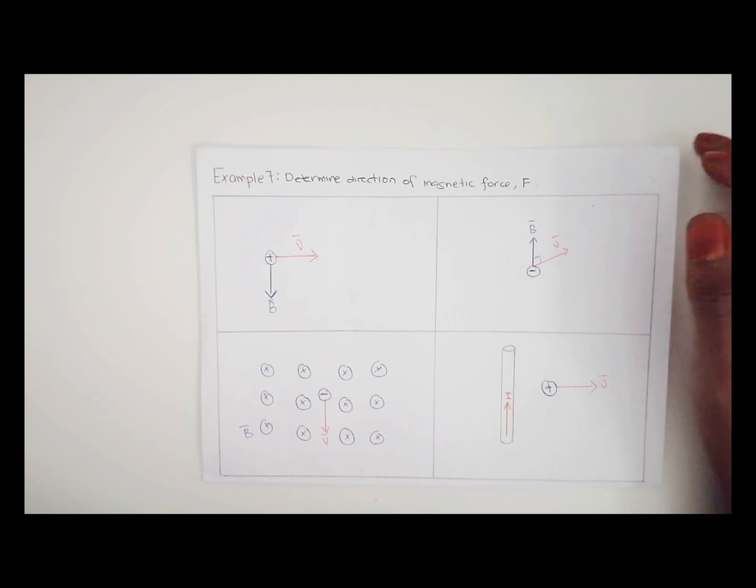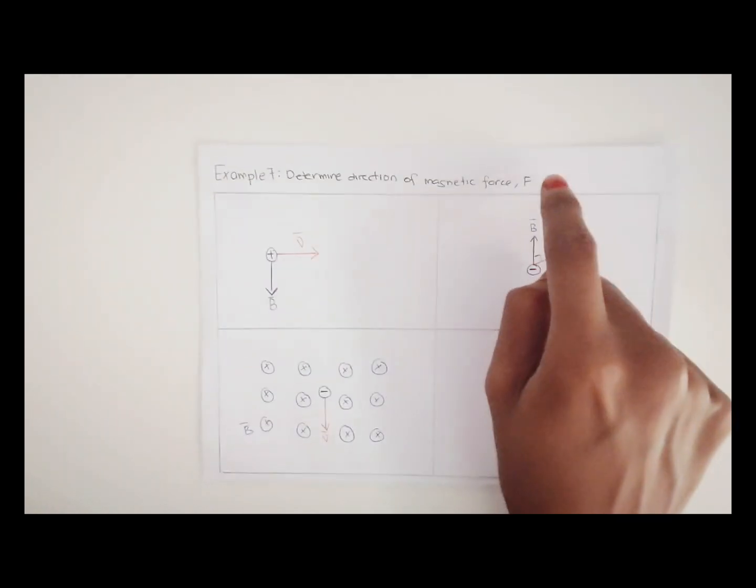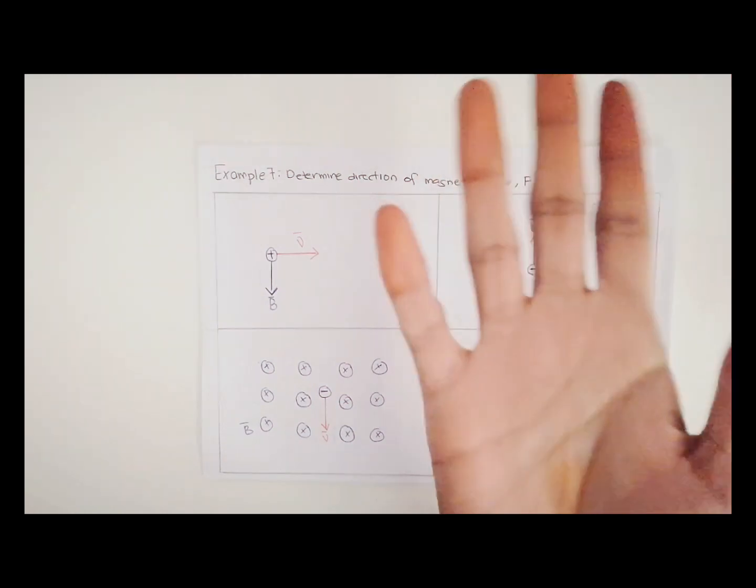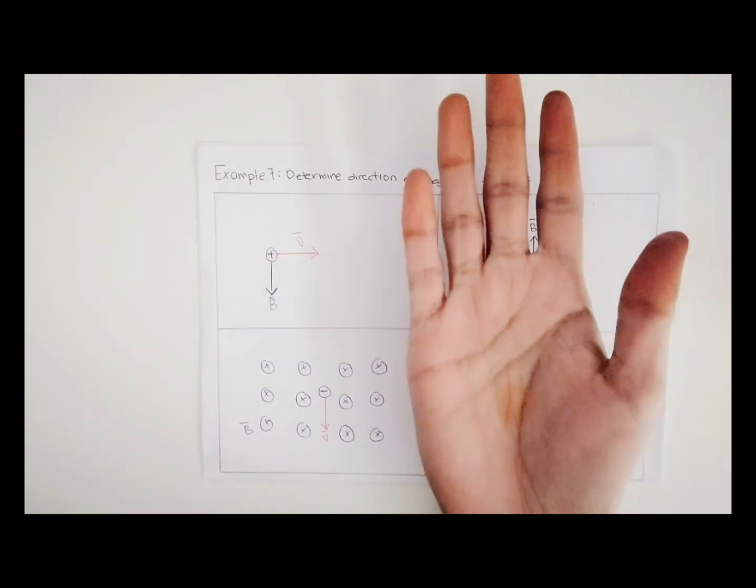Okay, so sekarang kita nak cuba buat example 7 here. So we'll do this together. So the question asks to determine the direction of magnetic force. So kalau nak cari magnetic force, okay, kita akan guna right hand palm rule macam Miss ada mention tadi.